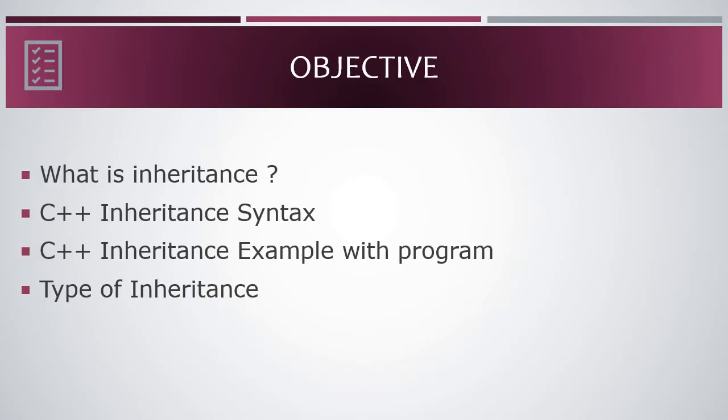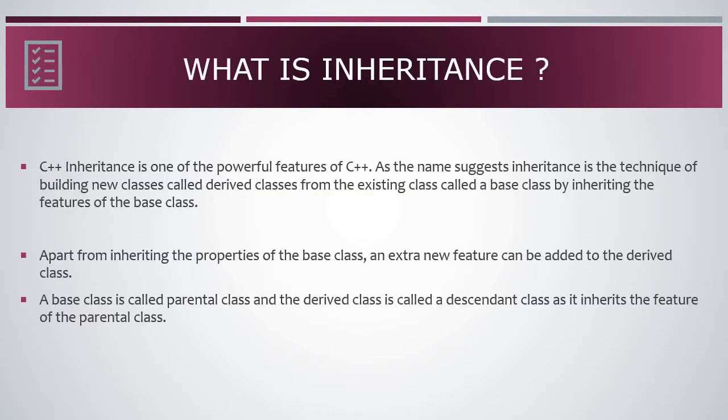So these are the objectives we're going to discuss in this tutorial. First is, what is inheritance. Before going into what is inheritance, let me tell you this: inheritance is the most important and most powerful feature in C++ because it saves lots of time for a programmer, and it also provides reliability in our program. Inheritance is nothing but using the properties of an existing class in your newly created class.